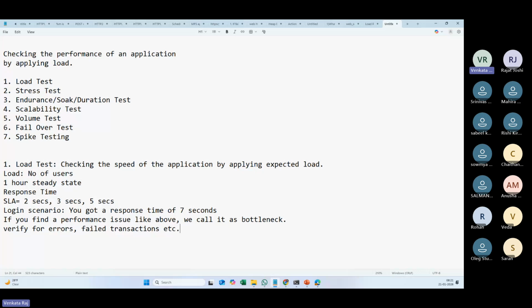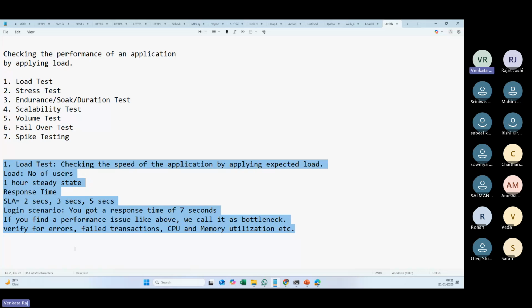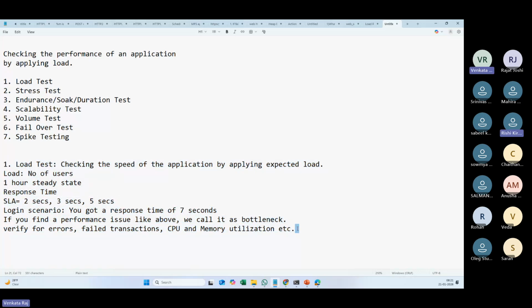When we are running a load test, there is every chance that you might get some unexpected errors in the server logs. How to verify all that, we'll see later. But as part of this test, we also look for errors, failed transactions, and infrastructure metrics like CPU and memory utilization, etc. We'll discuss all these things in detail later on. Any questions still here? Did you understand what a load test is all about?